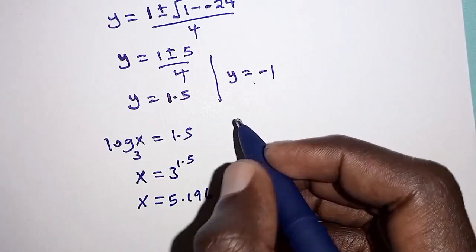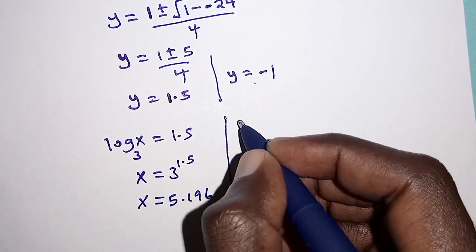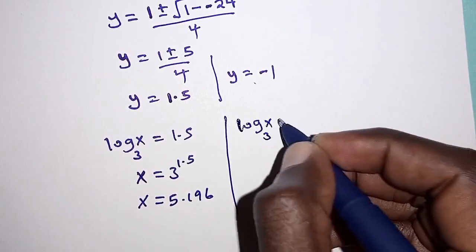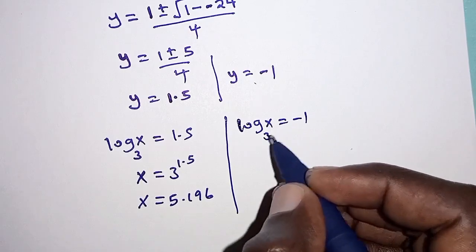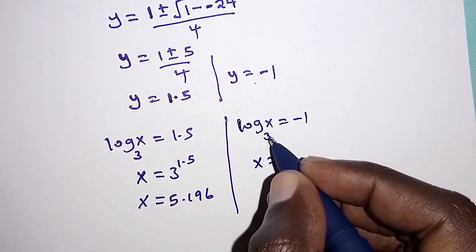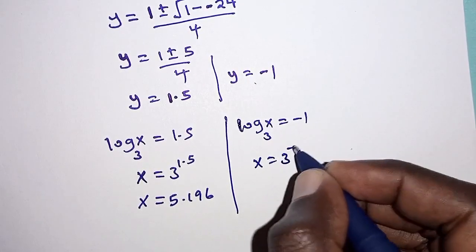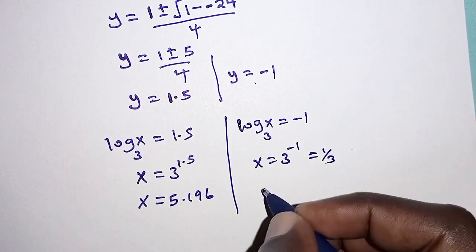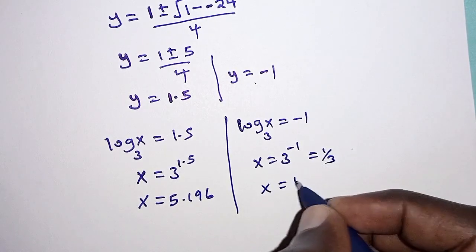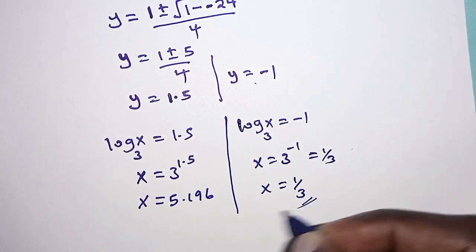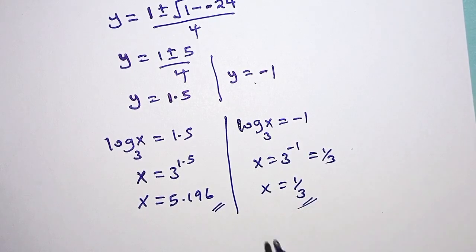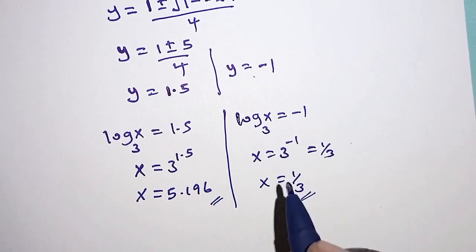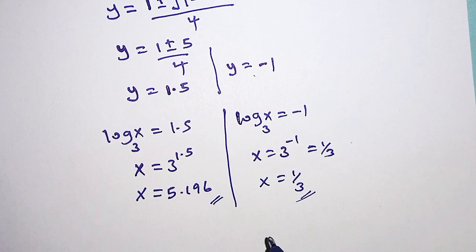And also, if we let log x base 3 be equal to -1, this means x should be equal to 3 power -1. 3 power -1 is just a third. So x is equal to a third. So these are the solutions to this problem. x is 5.196, or x is a third.